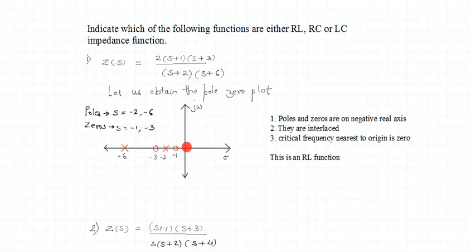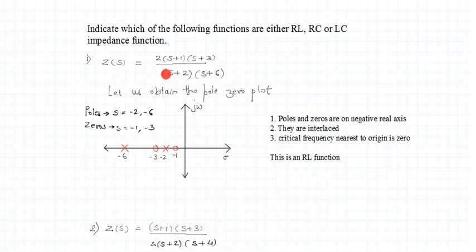Now with this analysis, we decide whether it is RL, RC or LC. If the poles and zeros are on the negative x-axis, then it belongs to either RL or RC. This particular function does not fit LC because for LC, the poles and zeros must lie on the j omega axis. But what do we observe here, friends? We observe that all the poles and zeros are on the negative real axis, and therefore this function must belong to either RL or RC. It cannot belong to LC.